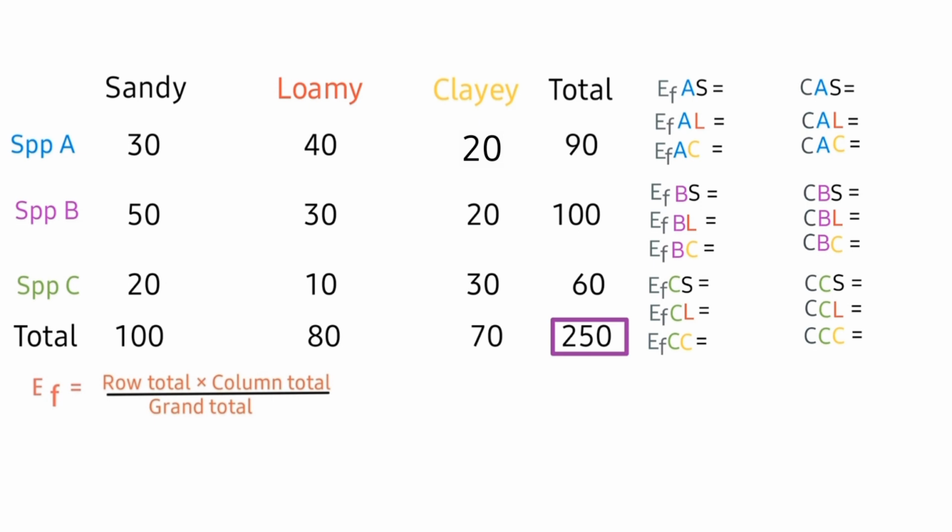Firstly, we'll calculate expected frequency for species A and sandy soil. The row total for species A is this value, times column total, that is for sandy soil, we have 100, divided by the grand total, remember we got 250. So 90 times 100 divided by 250. So we record it here.